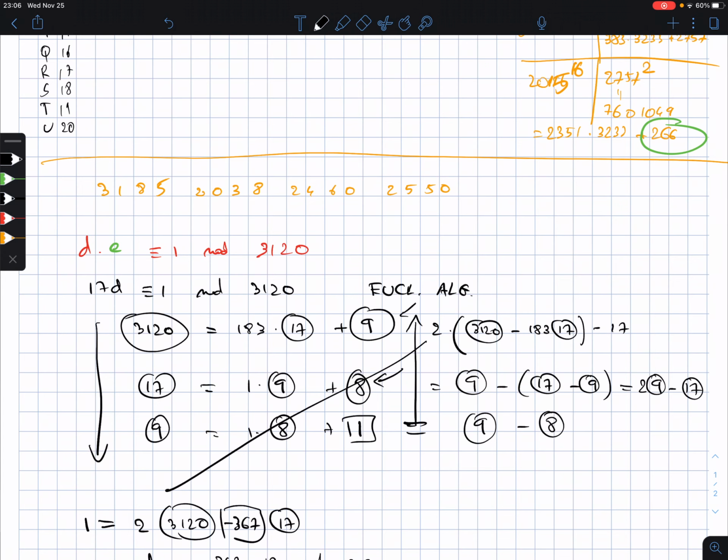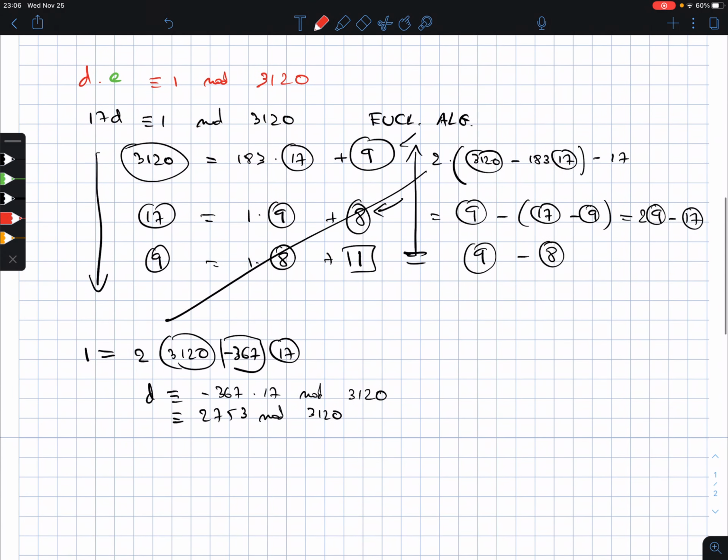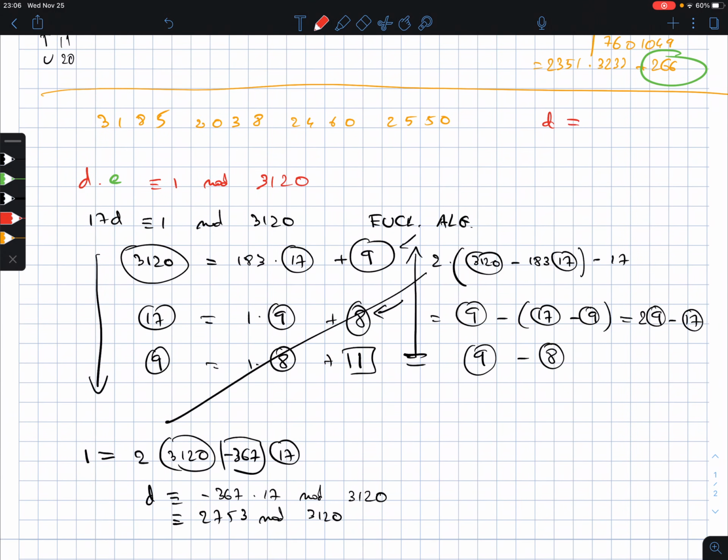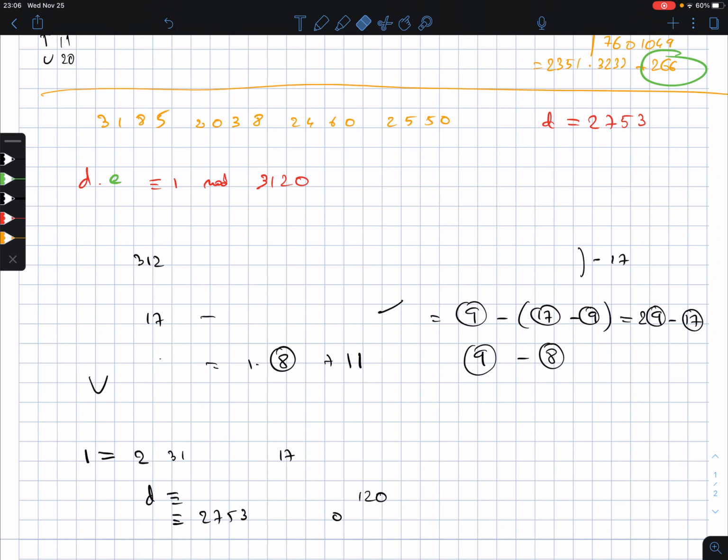So let's write it down. D is this, 2753. So the other big exponent. That's of course not good if you need to do this by hand, but I'm not going to do this anymore. Okay, so I'm going to erase this calculation now. We know what this is.